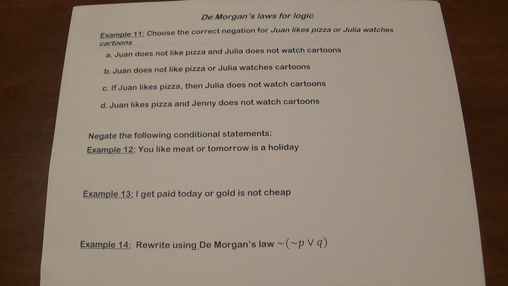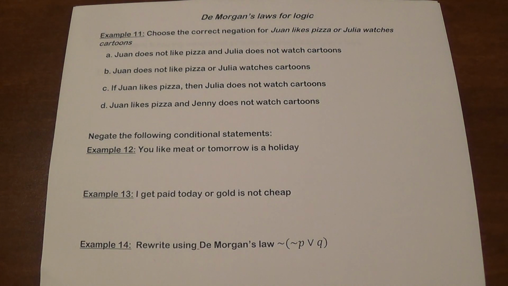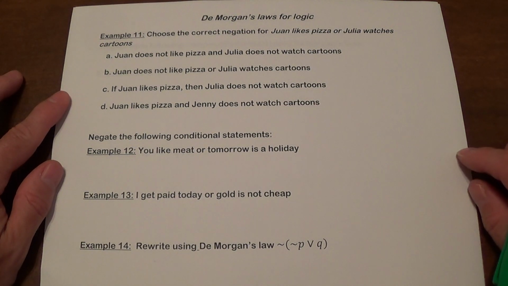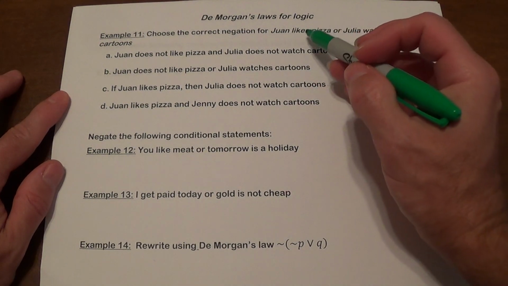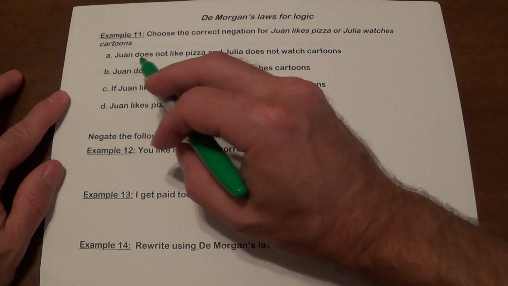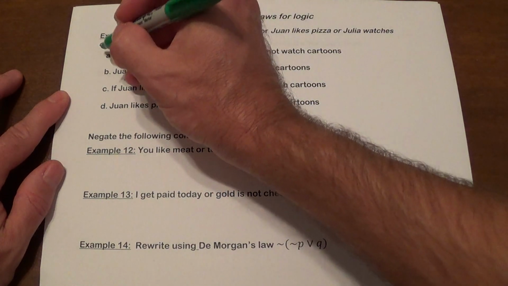So let's choose the correct negation. Juan likes pizza, or Julia watches cartoons. So we negate both of them and change it to and. So we want to see Juan does not like pizza and Julia does not watch cartoons. So that looks like A. Juan does not like pizza and Julia does not watch cartoons.